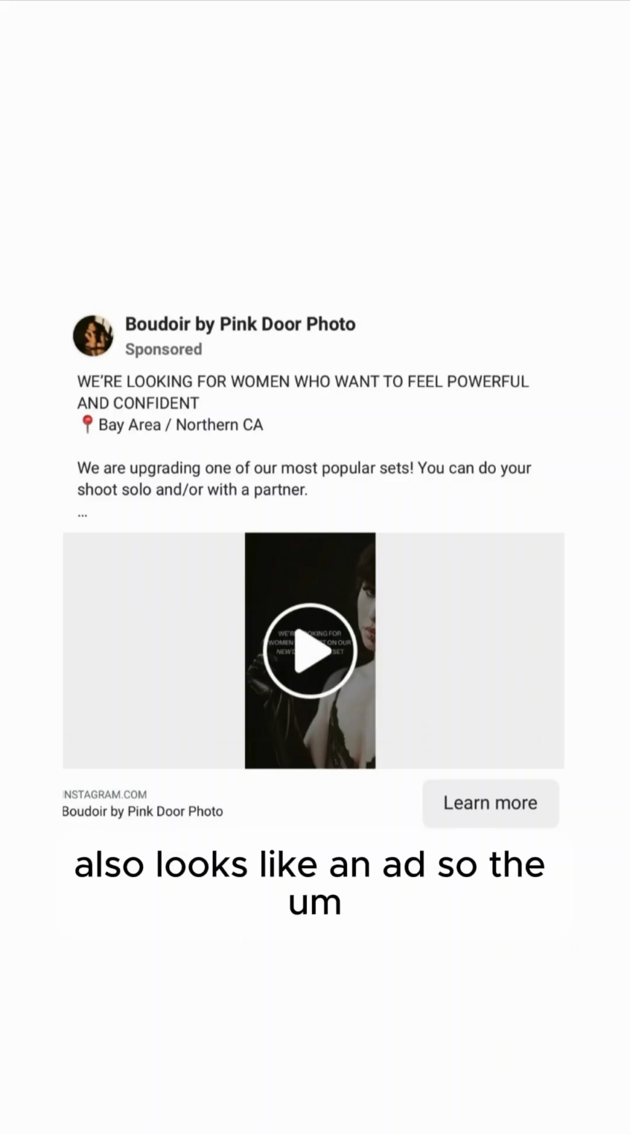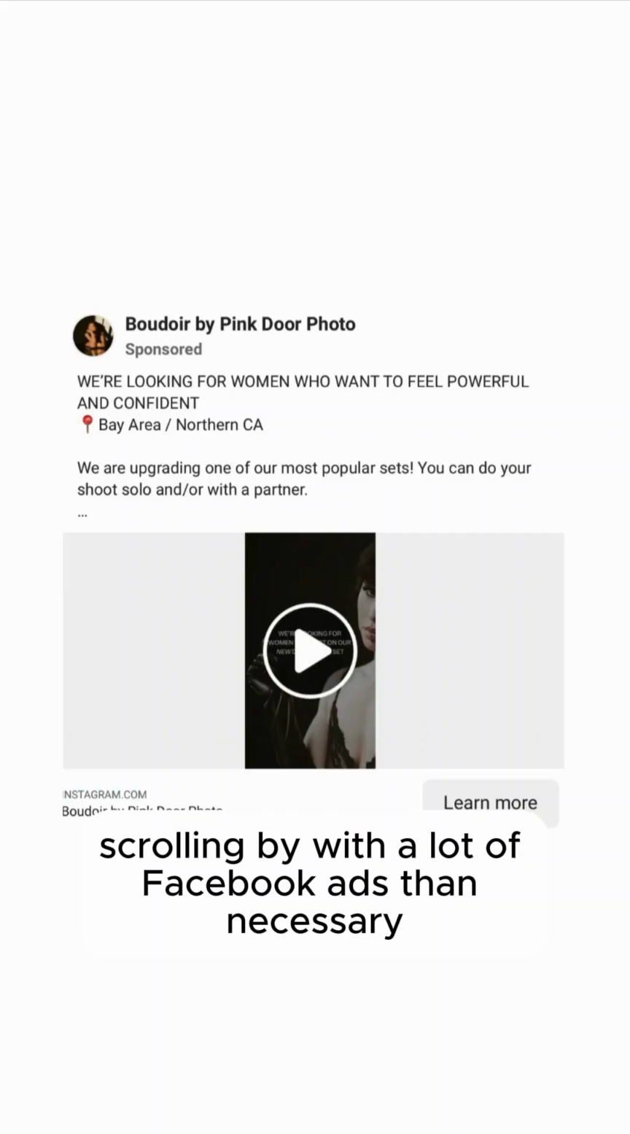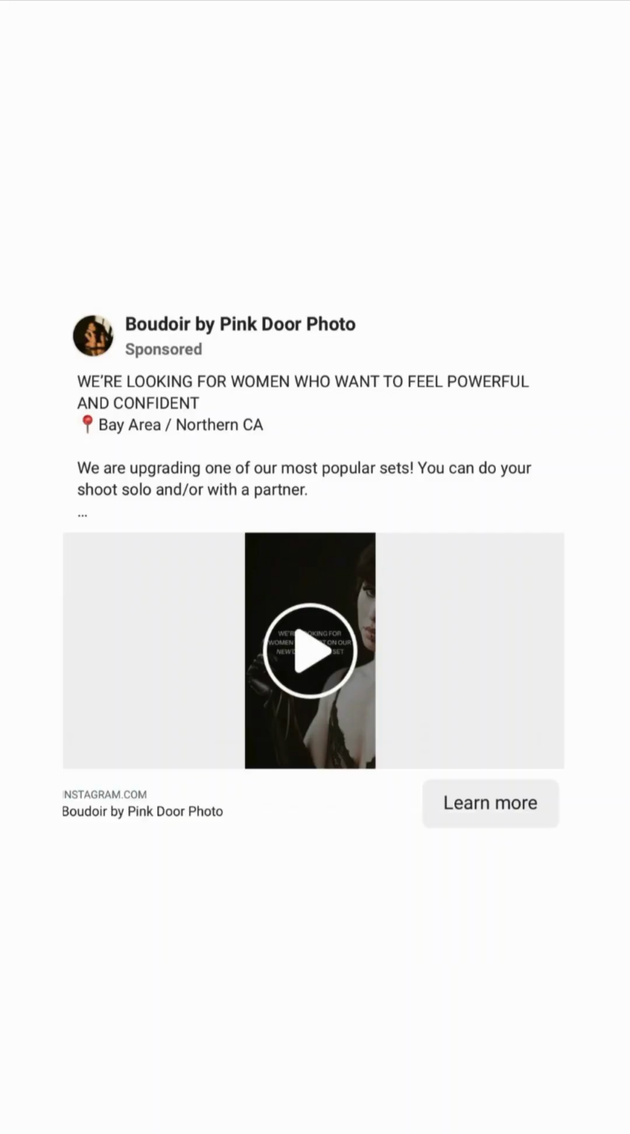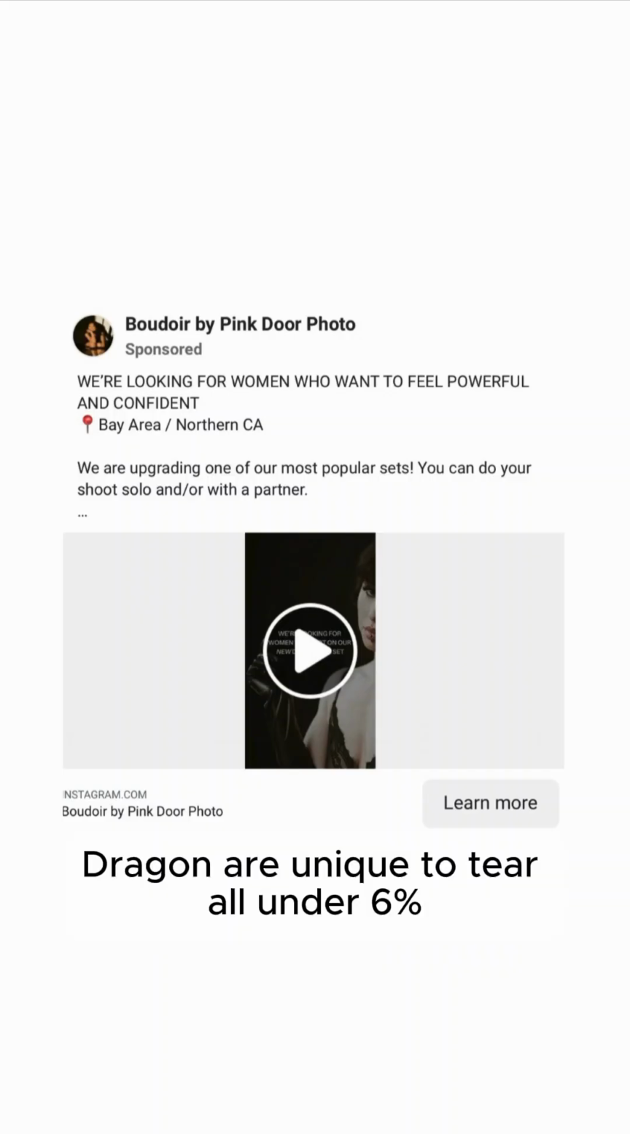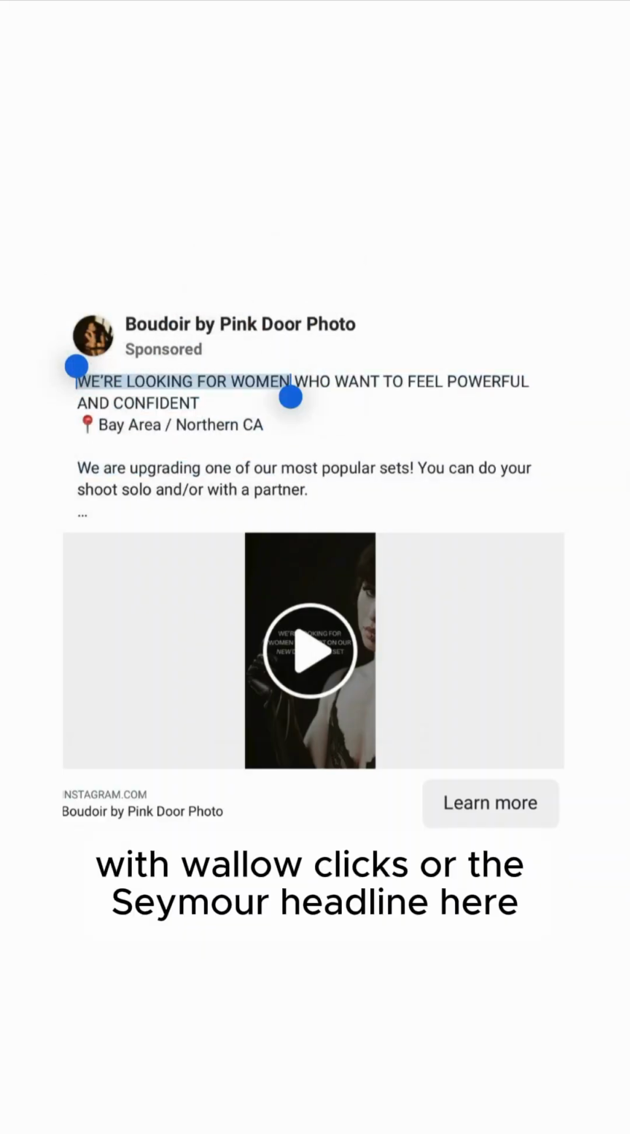So the consequence of this is way, way, way more women scrolling by our Boudoir Facebook ads than necessary, dragging our unique CTR under 6% and contributing to BLCS. Finally, we're going to look at the Boudoir low-click, or the See More headline here.